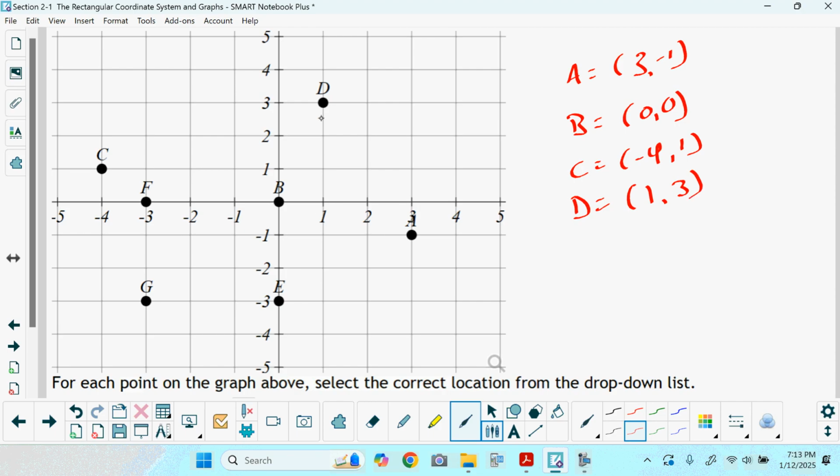What's this? X. What is this? Y. 1, 3, right? The E is 0 on the X and -3 for the Y. F is -3, 0. Sometimes people get E and F confused. It's X, then Y. So you put its X coordinate, then its Y coordinate, and then finally G. And G is -3, -3. So that is reading the points off a graph.